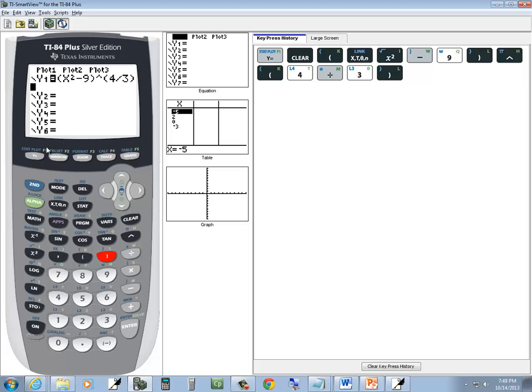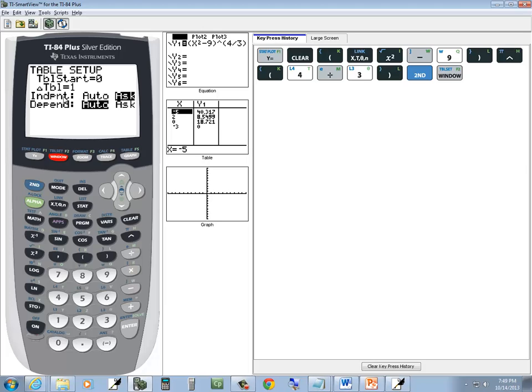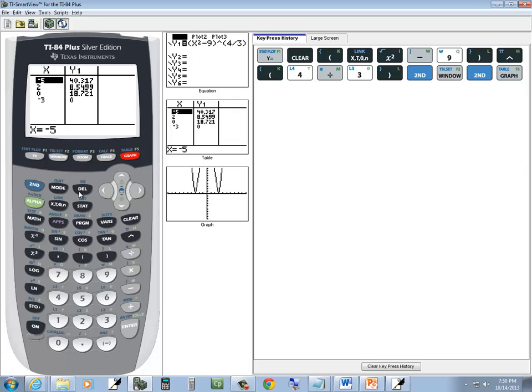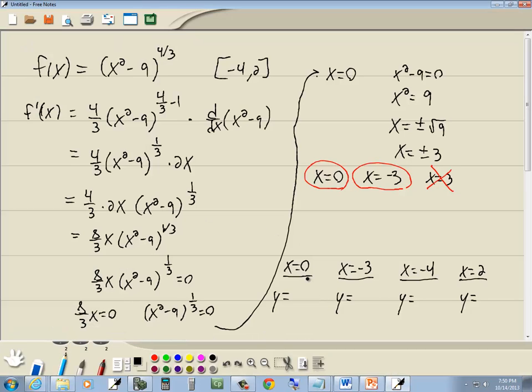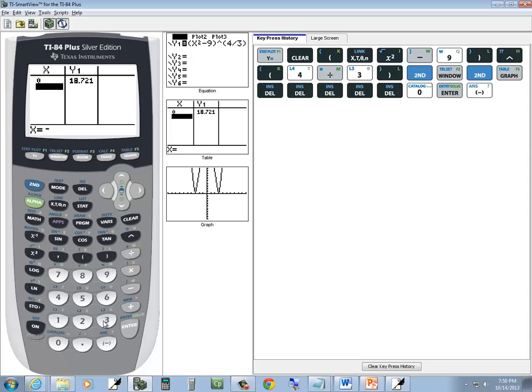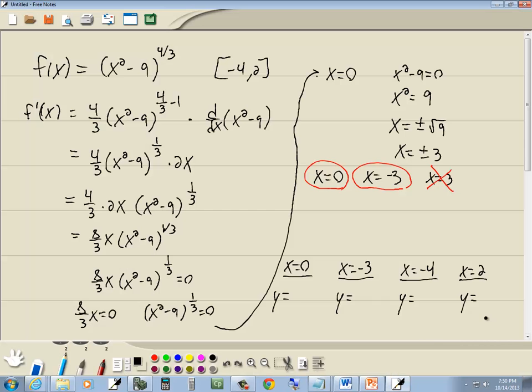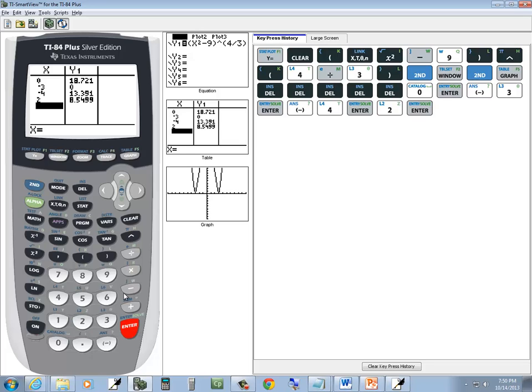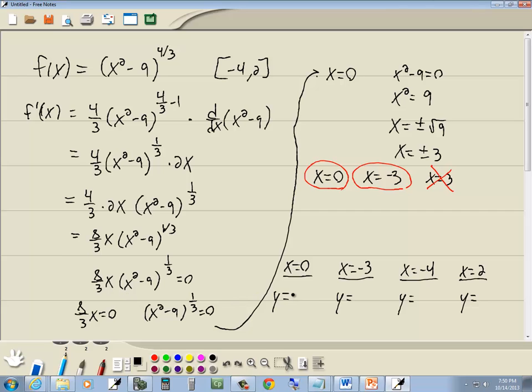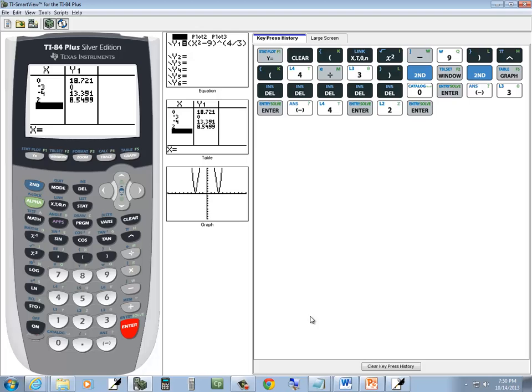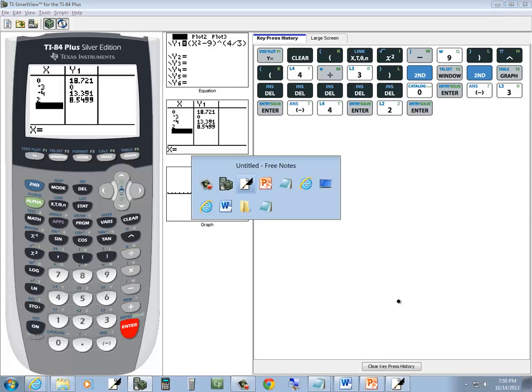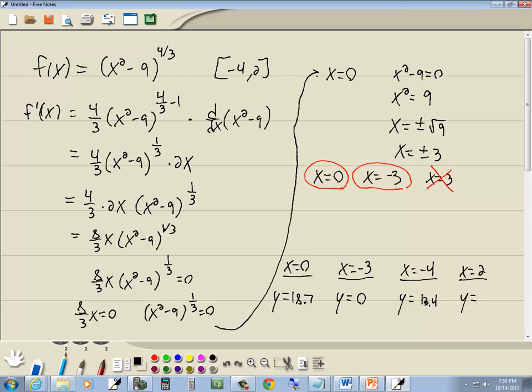Now I want to make sure my table setup is correct, so I'll do second window, and where it says independent, it should say ask. If it doesn't say ask, down arrow to it, right arrow, put your flashing cursor on the ask and press enter. Now we want to go in table, so I do second graph, and I'll press delete a few times. And we'll put in 0, enter, -3, enter, -4, enter, and 2, enter. Okay, so we got this one's 18.7. This one is 0. This one is 13.4. This last one is 8.5.